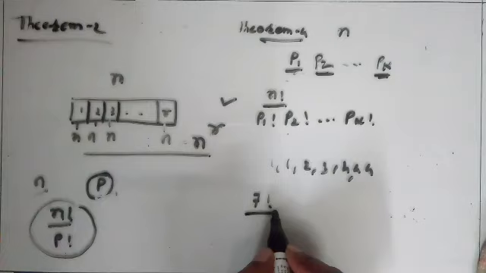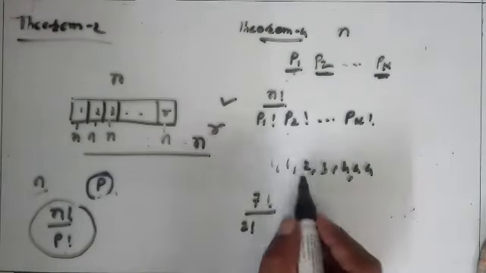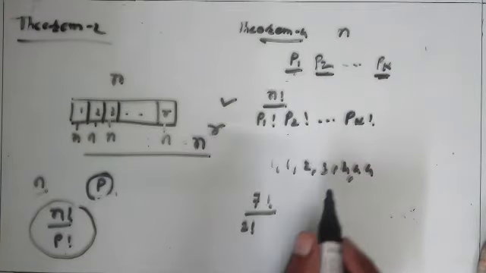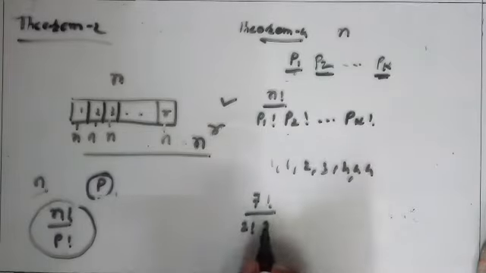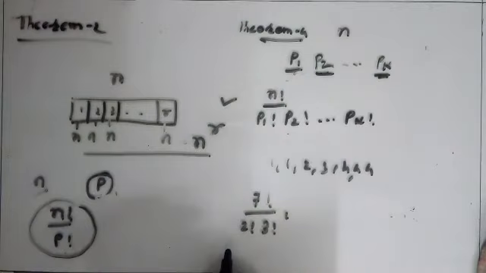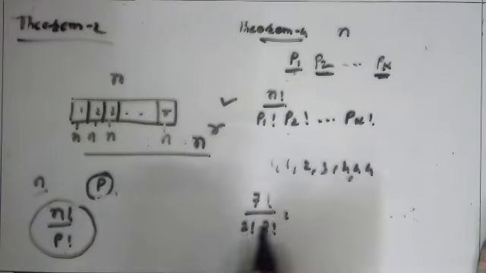here 1 occurs 2 times, so 2 factorial, 2 occurs 1 time, so 1 factorial, 3 occurs 1 time, and 4 occurs 3 times, so 3 factorial. So the total number of permutations is equal to 7 factorial upon 2 factorial into 3 factorial. Clear?